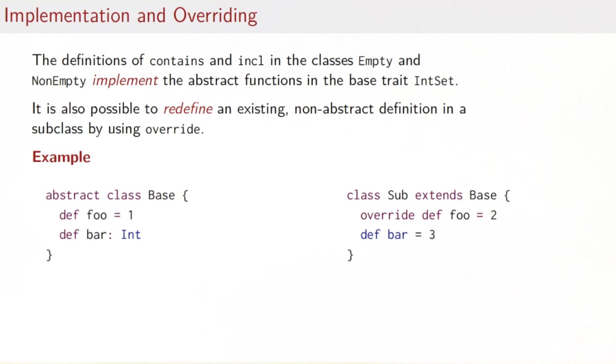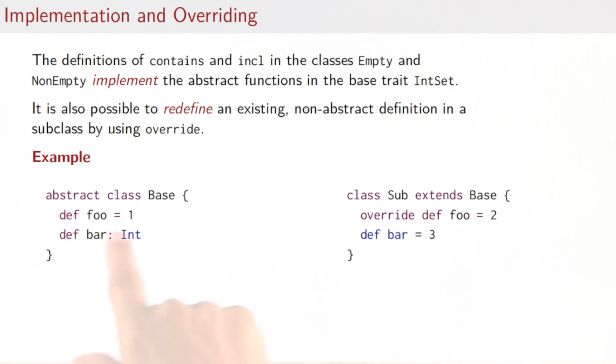So what you've seen in the example is that the definitions of contains and include in classes Empty and NonEmpty implement the abstract functions in the base class IntSet. They were not defined in IntSet, but they are implemented in the subclasses Empty and NonEmpty. It's also possible to redefine an existing non-abstract definition of a superclass in a subclass, but then you have to use override. So in this example here you see the difference.